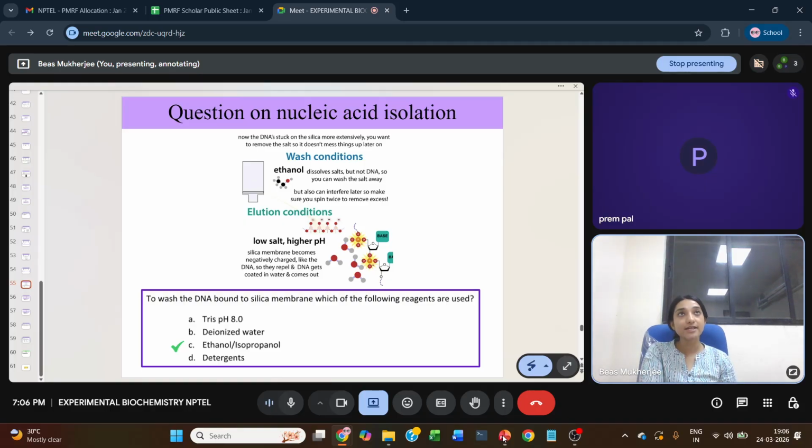Okay, and that is why there is something called dry spin. So you don't add anything, you just spin the column once again in the centrifuge for 1 minute to make sure whatever is there in the column comes down, and you throw it away before the elution step.